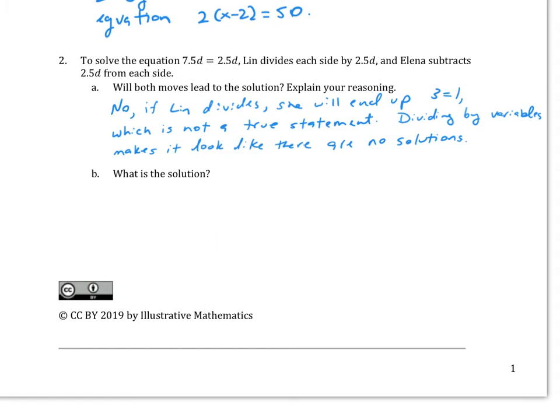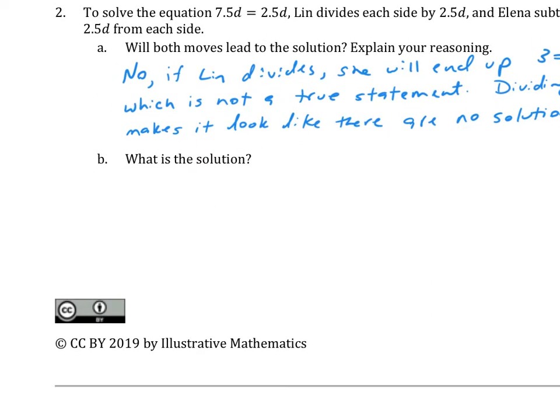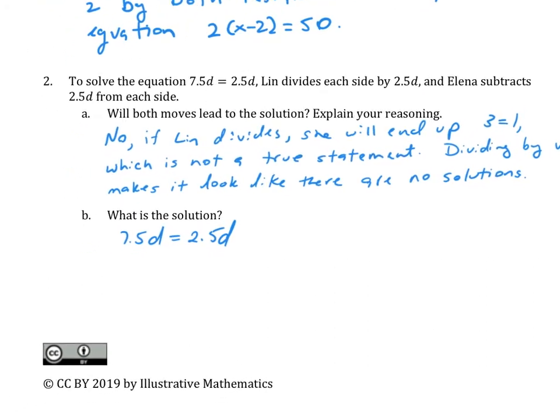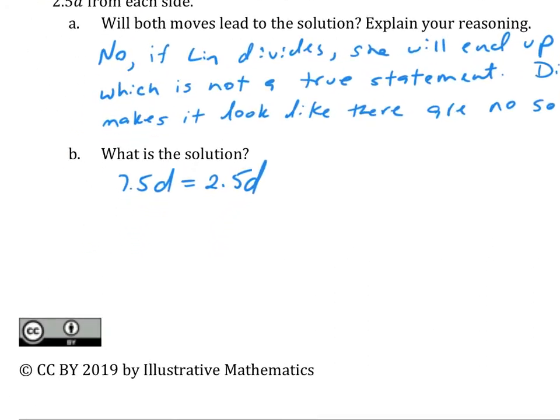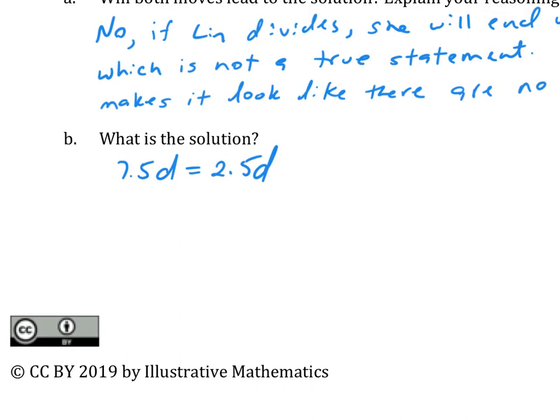All right, the last question says, what is the solution? So let's go ahead and solve it. So we have 7.5d equals 2.5d. Now remember, we said Elena subtracted 2.5d from both sides, and we said that was an acceptable move. So there's a couple of ways you can look at this. Let's go ahead and do what Elena said and subtract 2.5d from both sides. 7.5 minus 2.5 is 5d, and we have 5d equals 0. So we divide both sides by 5, and we get d equals 0.